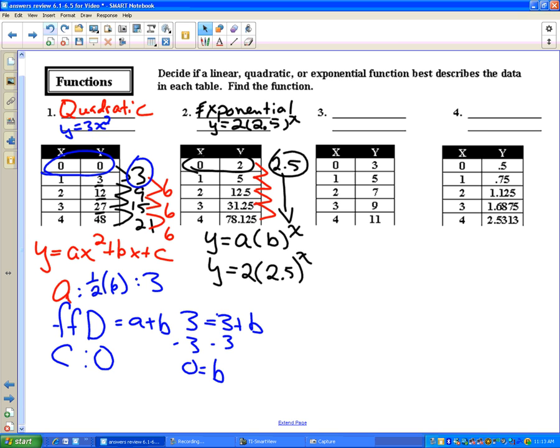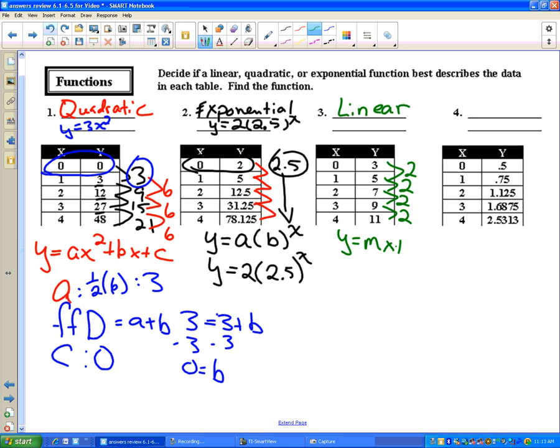Let's do number 3. Again, differences. 5 minus 3 is 2. 7 minus 5 is 2. 9 minus 7 is 2. 11 minus 9 is 2. So this has to be linear. I know it's y equals mx plus b. My m is my first difference, so y is equal to 2x. My b is my y when x is 0, so plus 3.